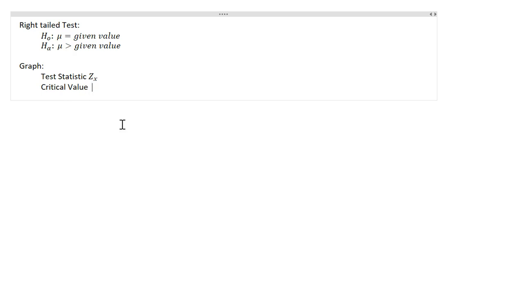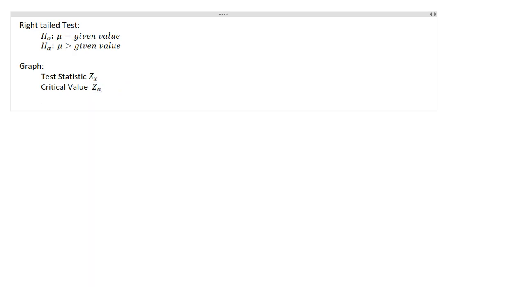When I do my graph, I want to graph my test statistic. Remember, that's a z-score that's coming from my x bar value. This should be z of x bar. I need to put my critical value, z of alpha, z sub a. That's my critical value. That tells me where my critical region is.